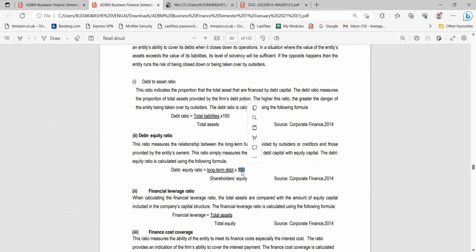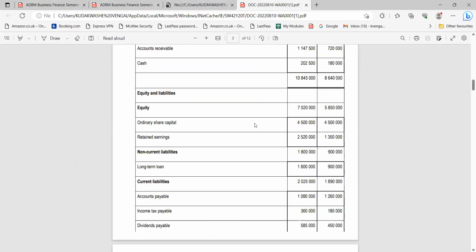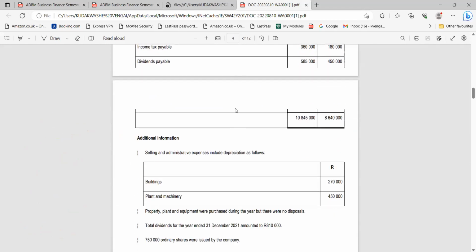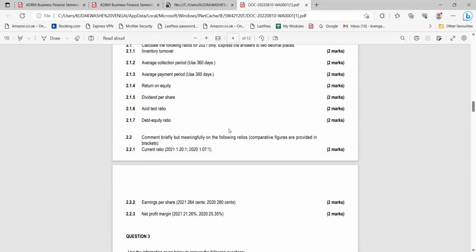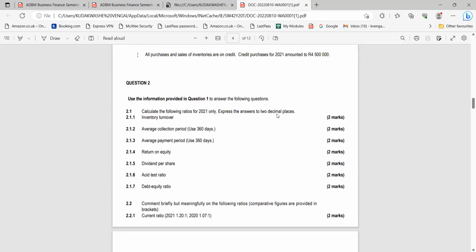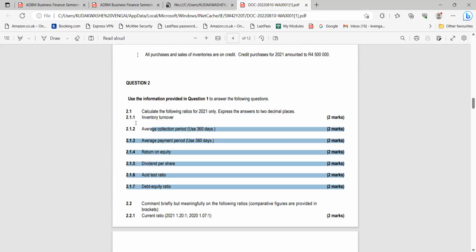So you can check this one, you can multiply by 100 because that's what he wants, for you to multiply by 100. All right, next one. Comment briefly on the following ratios. Comparative figures are provided in brackets. So you can see what I was saying. So this is 2, 4, 6, 8, 10, 12, 14. So all of these 14 marks, you just had to calculate. There was no commenting, there was no note, there was just calculating. So you should be able to get 14 out of 14 on this one, right?